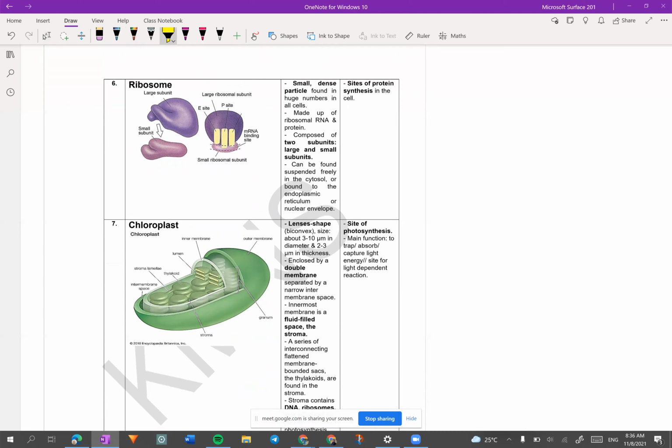The fluid filled space are known as stroma. Okay, dia ada stroma. Nanti yang ni korang akan belajar sem depan juga pasal penghasilan starch. And then also dia sama macam the ribosome, mitochondria, dia ada DNA dia sendiri dan dia ada ribosome dia sendiri. Okay, so what is the function? It is site of photosynthesis.